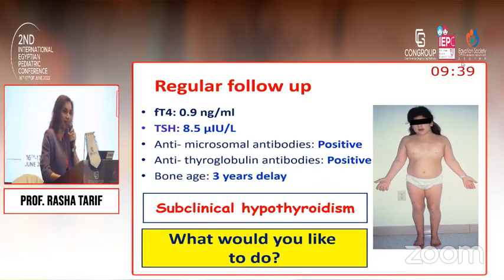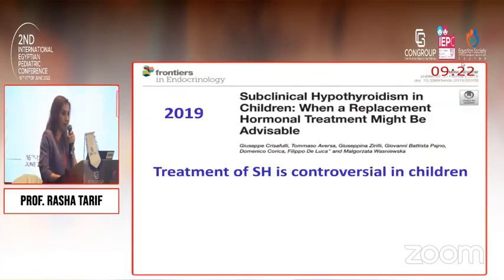Yes. Turner by itself, as we said, is a risk factor because hypothyroidism in chromosomal aberrations and syndromes is usually permanent. So we have to treat. Antibodies are positive. TSH is rising. The bone age is becoming more delayed. So we have to treat.